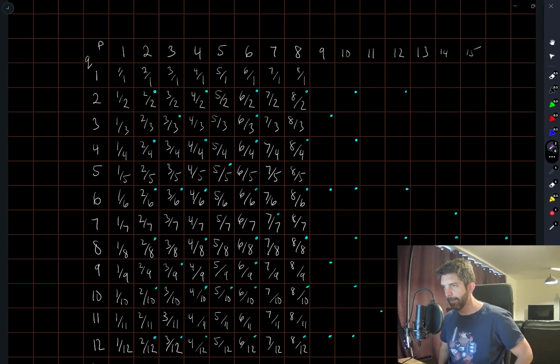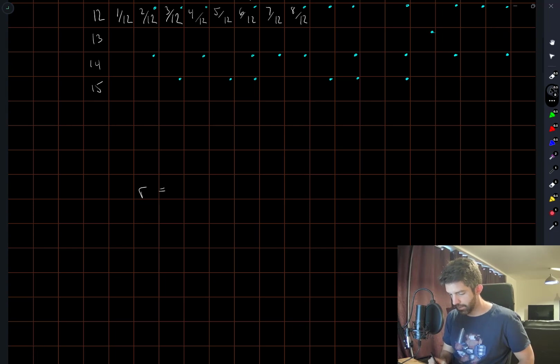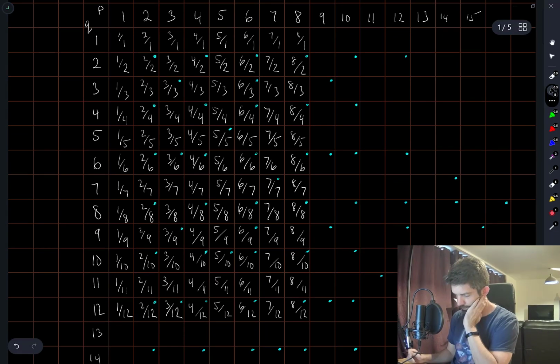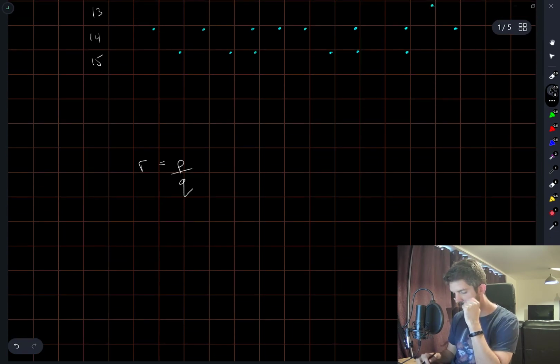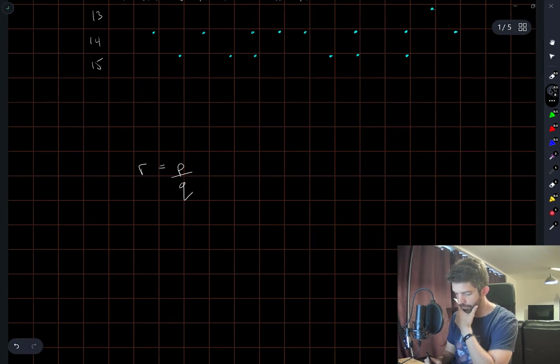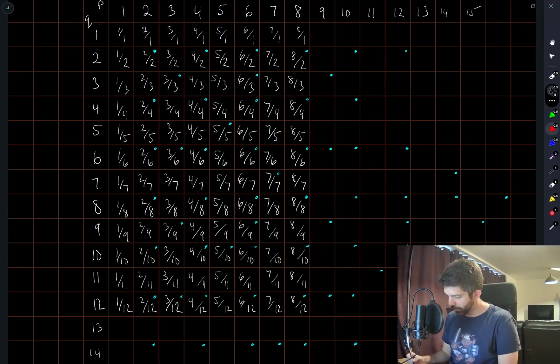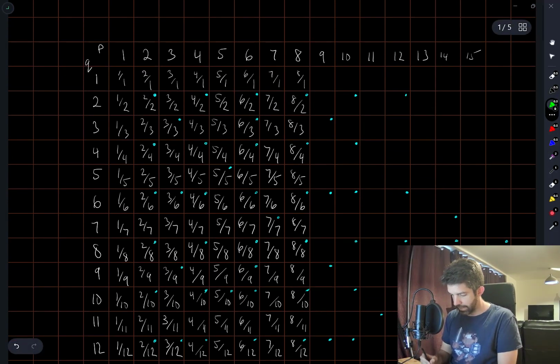So what we need: if R is rational, let's write R as P over Q, and we'll assume in lowest terms. Okay, so P and Q are in lowest terms. As an example, let's say it's 7 over 4.